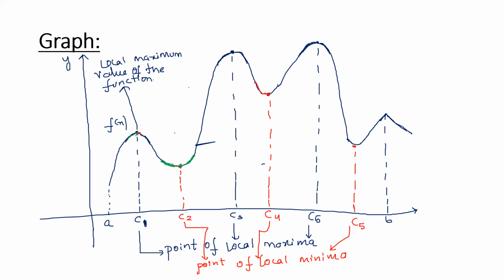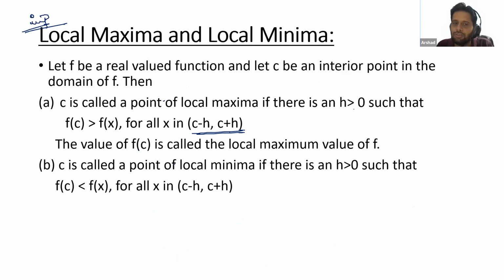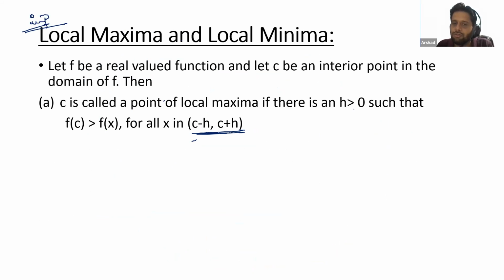This is your point, suppose C2. What we have done is taken an h which is very, very small, tending to 0. If we subtract h from C2, finding C2 minus h, you get the neighboring points on the left side. If you find C2 plus h, you get the neighboring points on the right side. This definition only means that these are your neighboring points.